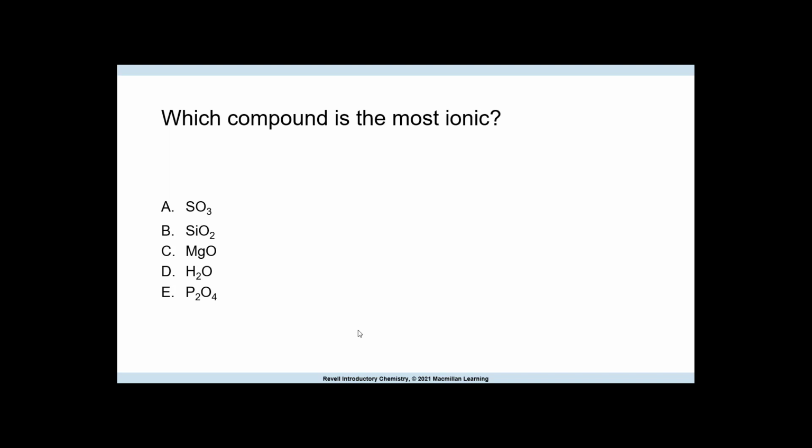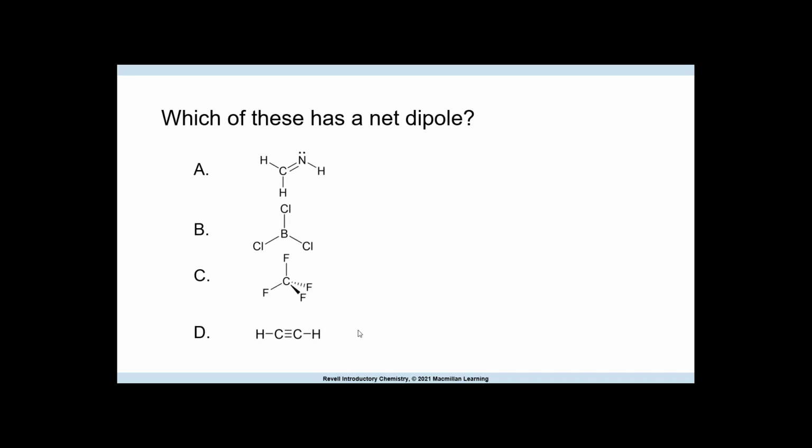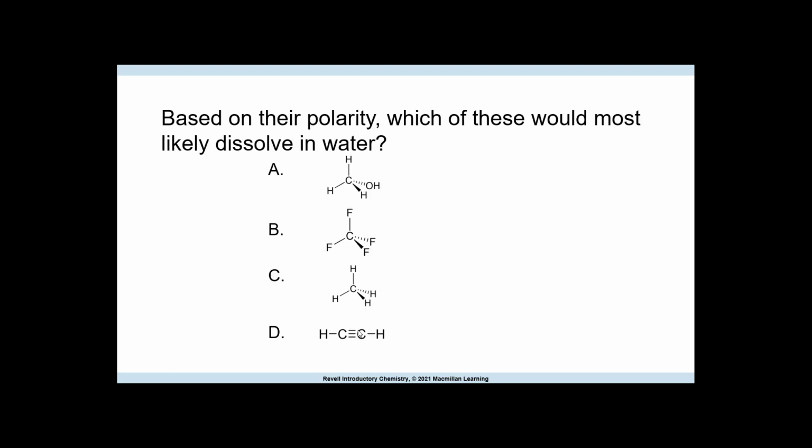Which compound is the most ionic? Remember, ionic is a metal and non-metal, so that would be magnesium oxide. Which of these has a net dipole? Again, this is where you'll have to try to calculate and then try to visualize with the tractor pulling what's happening here, and it is going to be A.